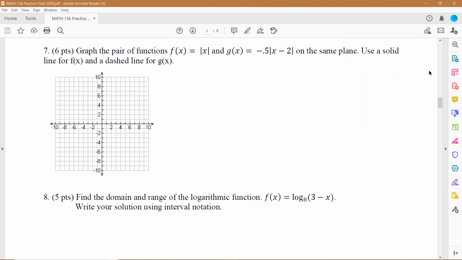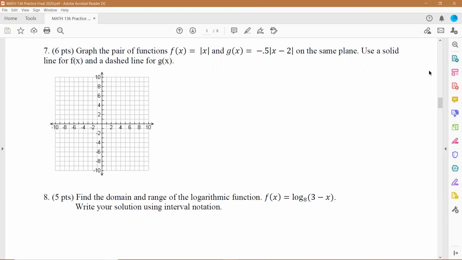Question number 7, we're graphing a pair of functions on the same plane. We're going to use a solid line for the first one, a dashed line for the second one. Pull out your reference sheet I gave you Wednesday. Everybody have this still? Pull it out. The first graph is on your reference sheet. On your reference sheet, look at the graphs in the bottom left-hand corner.